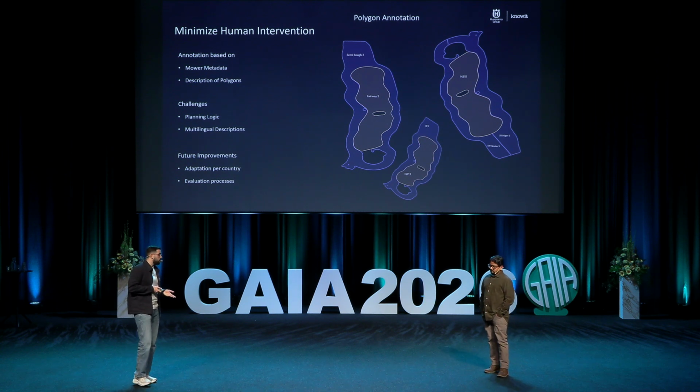So for our first approach, what we did is that we selected a subset of golf courses that we know how they look like, we know what areas they contain, and we built our annotation logic there, and then we applied it to the rest of it. In the future, we want to introduce some evaluation processes, as well as better adaptation when we introduce new golf courses from different countries.